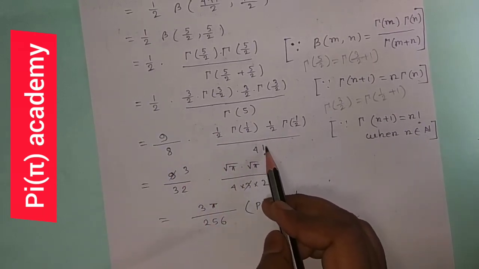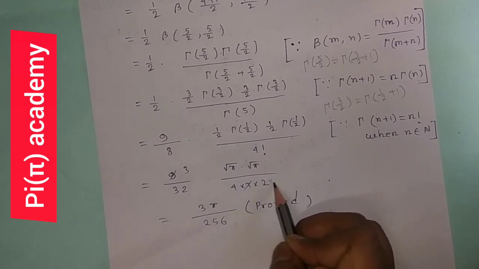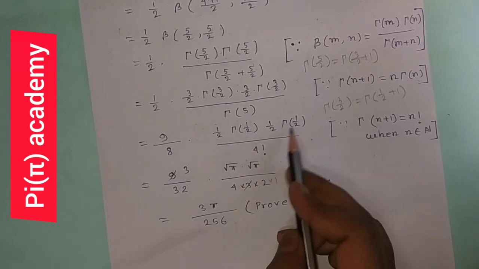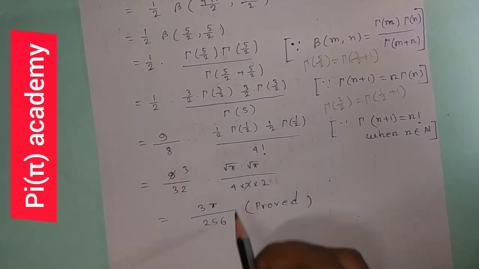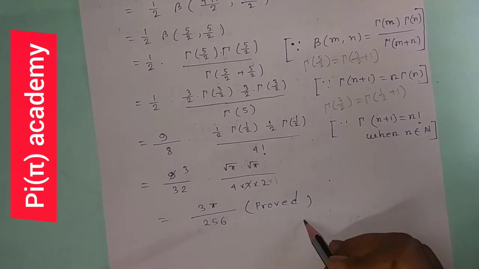And 4 factorial equals 4 into 3 into 2 into 1, and gamma half into gamma half, that is root pi into root pi. Then we calculate this, we get 3 pi by 256, hence the result.